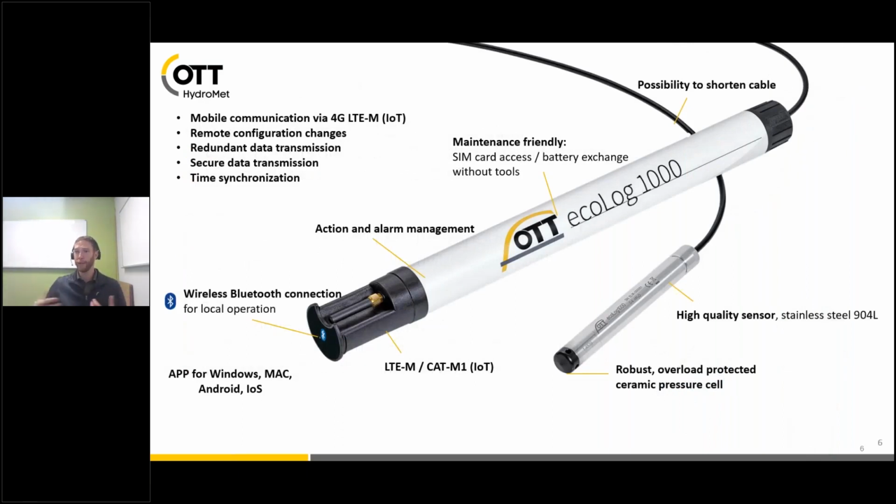So here's a bit more of the overview of what it is, just a bit more zoomed in, and I'll probably go out of PowerPoint here in a bit. But the mobile communication, it is a cellular modem. It is an LTE-M or Cat M1, so an IoT cellular modem, which is really good for power consumption, which is definitely one of the advantages of this device. It has a battery integrated that can last for up to 10 years, depending on your use case, without needing to change that out. It does have some ability to do redundant data transmissions, as well as secure data transmissions.